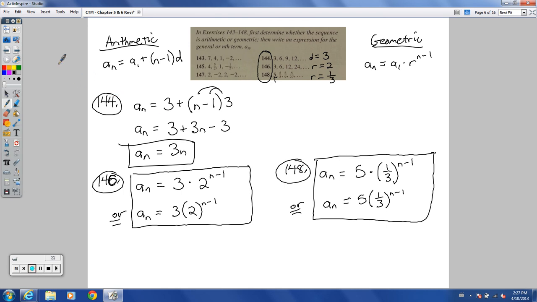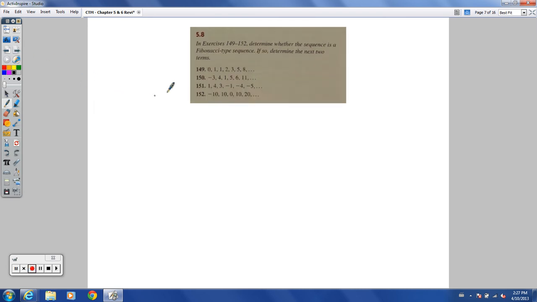And now let's check out 150 and 152, and that will be from 5.8 now. So this is reviewing that lesson about the Fibonacci sequence. And here they're asking to determine whether the sequence is a Fibonacci type sequence. Well, the Fibonacci sequence was 1, 1, 2, 3. We're just adding the two numbers previous to get the next number, 5, 8, 13, and so on.